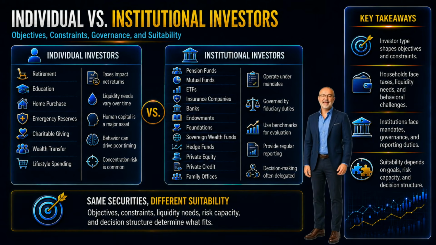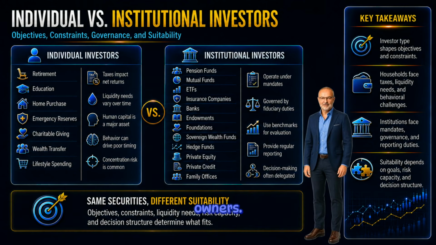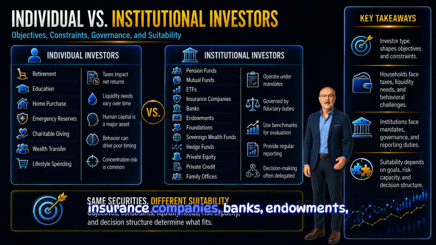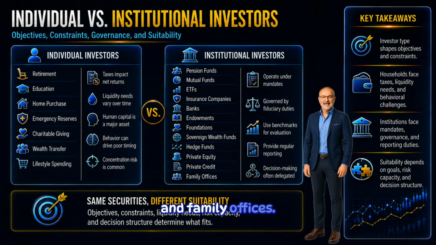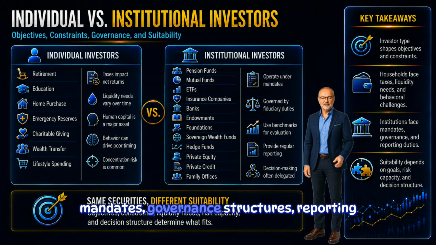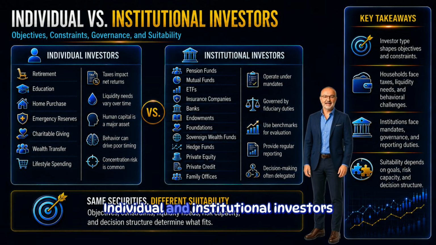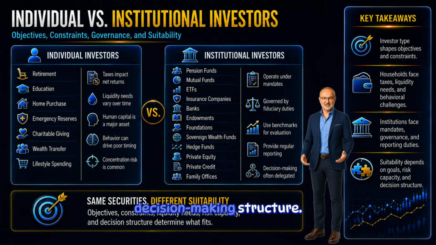Institutional investors are different. They manage capital on behalf of beneficiaries, clients, policyholders, donors, governments, or owners. Examples include pension funds, mutual funds, exchange-traded funds, insurance companies, banks, endowments, foundations, sovereign wealth funds, hedge funds, private equity funds, private credit funds, and family offices. Institutions often face formal mandates, governance structures, reporting requirements, legal duties, liquidity rules, risk limits, benchmarks, and delegated management relationships. Individual and institutional investors may use the same securities, but suitability depends on objectives, constraints, liquidity needs, risk capacity, and decision-making structure.